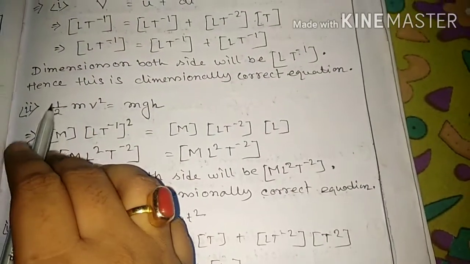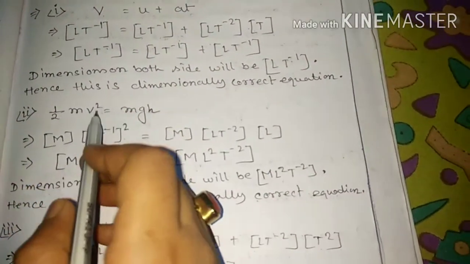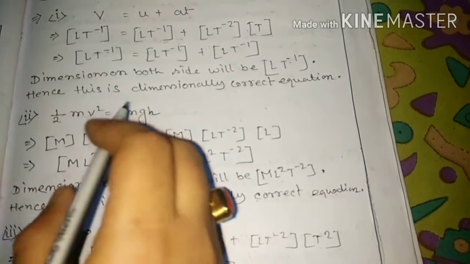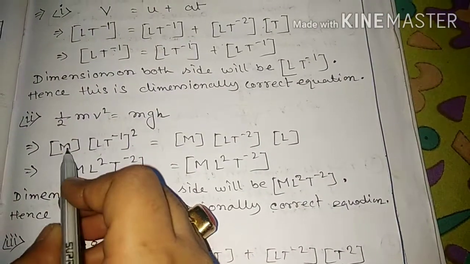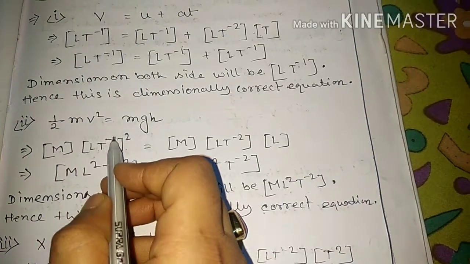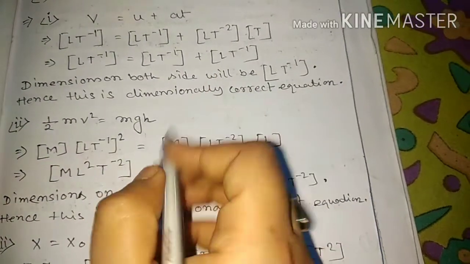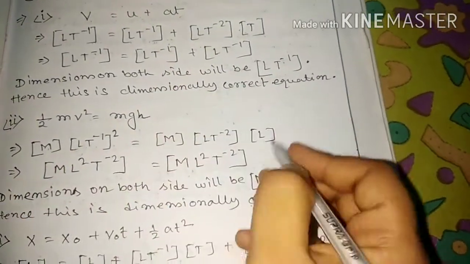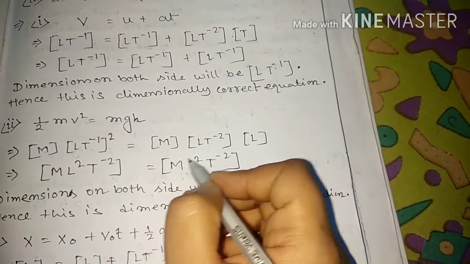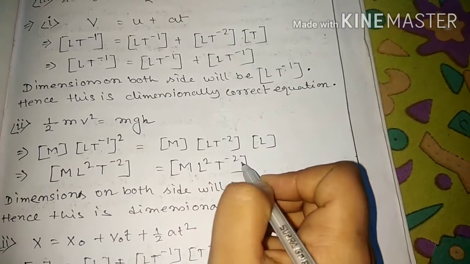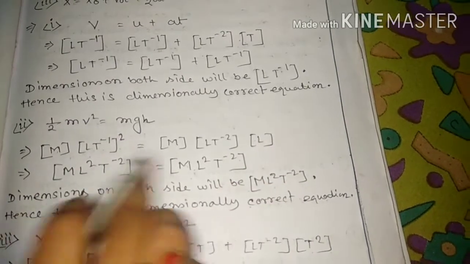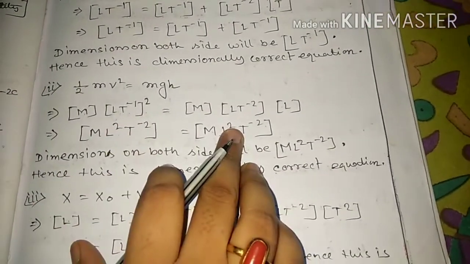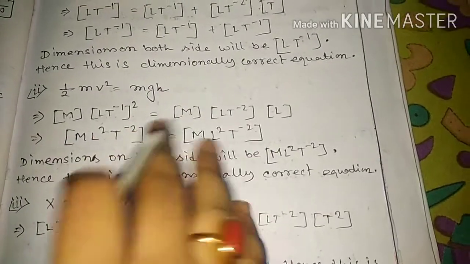Second, half m v square equals m into g into h. Half is a numerical value, we neglect this one. Only the physical quantities that are there, we consider. M is there, capital M, v is L t to the power minus 1, square is there, so to the power 2. M, g means L t to the power minus 2, and h means the length L. So from here we have M, L into L squared t to the power minus 2. So this equation and this dimension are equal to each other. LHS equals RHS, so both side dimensions are equal, so this equation is dimensionally correct.